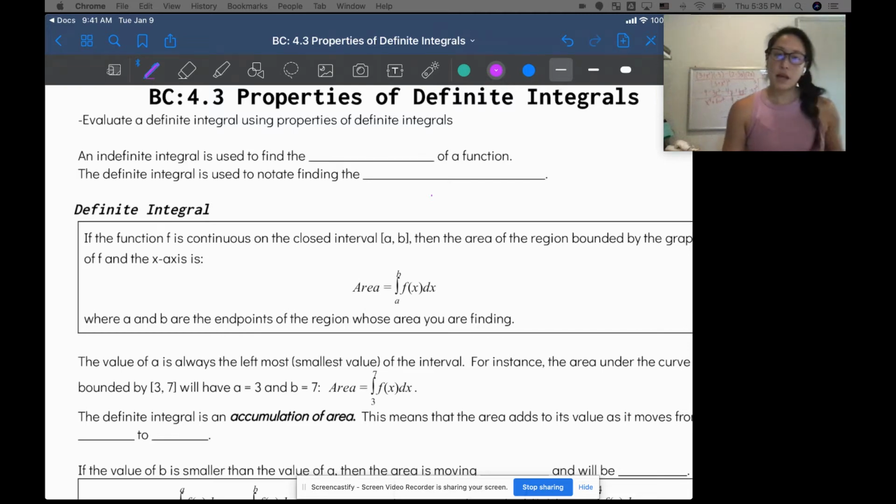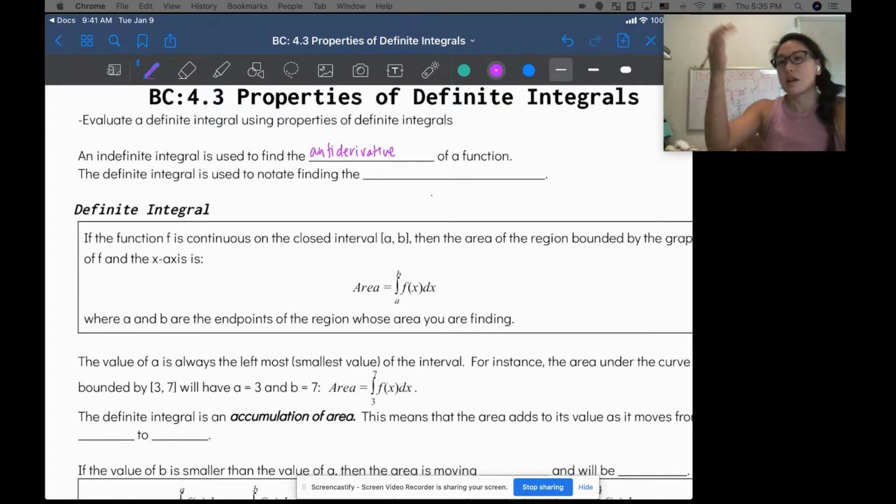We're going to look at definite integrals today. What we've been doing is looking at indefinite integrals, which are basically an antiderivative. It's a family of equations, because of the plus c, it could be an infinite number of different equations for the antiderivative.